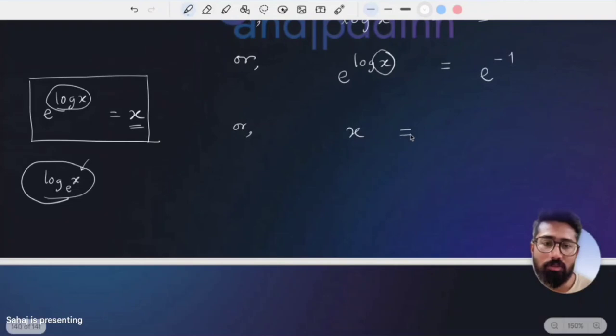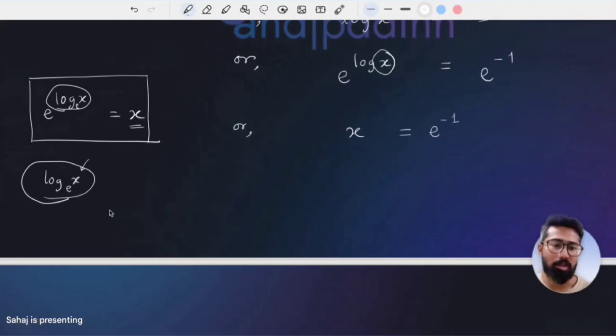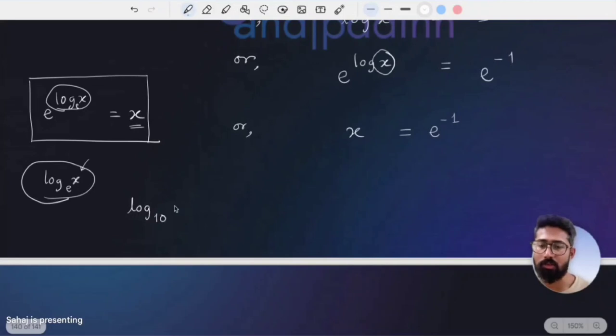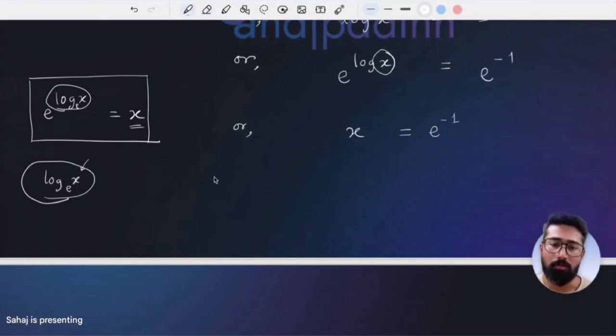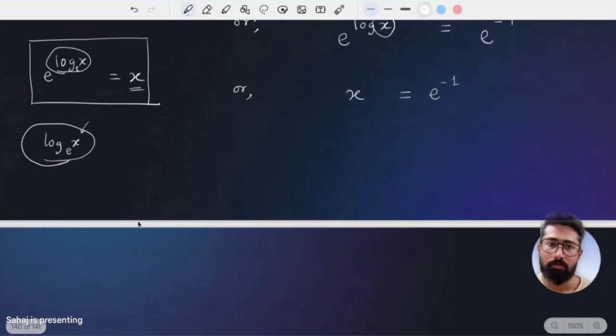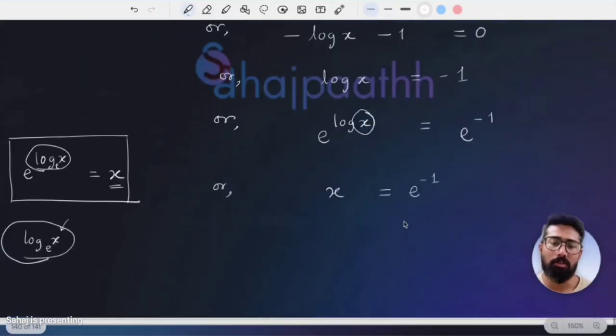So you get x equals e to the minus 1. Usually log is to the base e, but sometimes it's to the base 10 also. Then we actually write it out. If it's 10, you have to write it out like this. Could be base anything, in fact, but usually these two are used. So x equals e to the power minus 1, which means 1 by e.